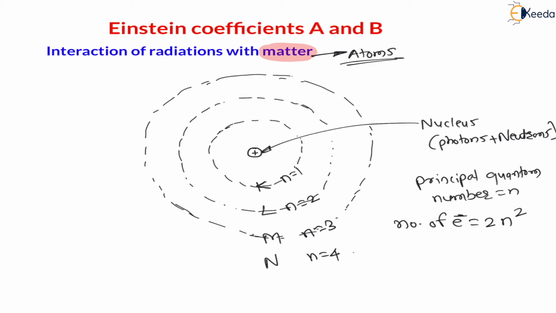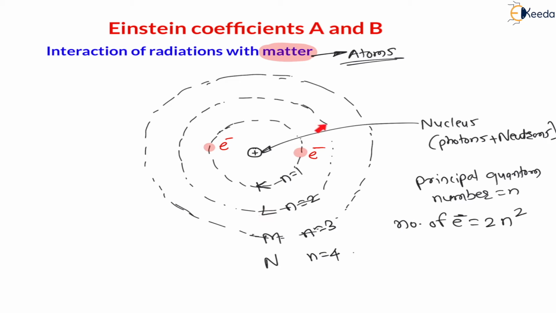Therefore if I show the electrons with red dots, here there will be one electron, and another electron. These are the electrons, each having a negative charge. Therefore in the K orbit the maximum possible electrons will be 2.